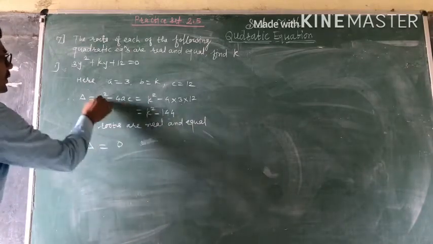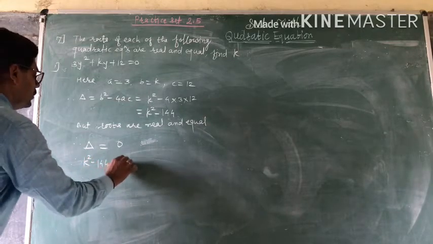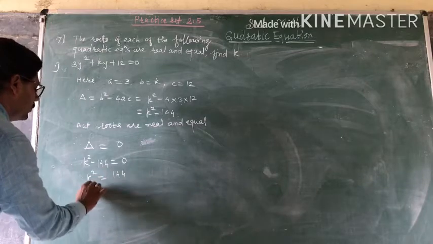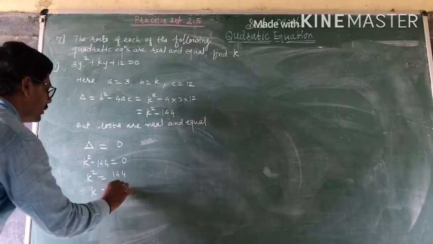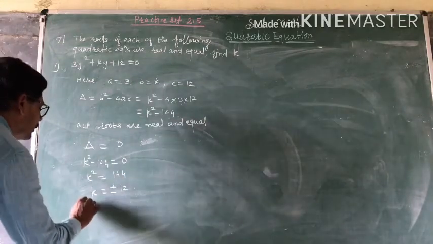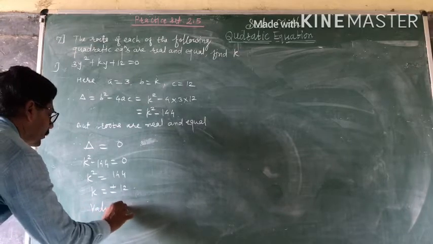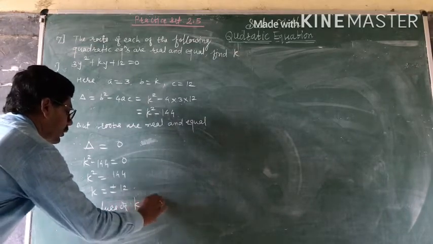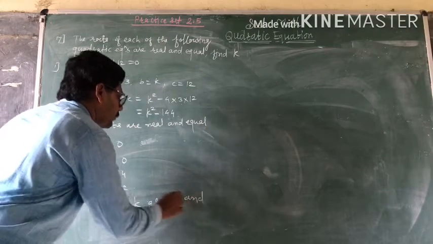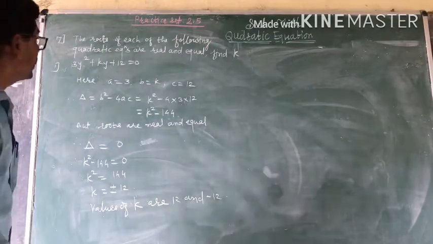And what is the delta value? K square minus 144 equal to 0. Therefore, k square is equal to 144. Therefore, k is equal to plus minus 12. Means two values of k are 12 or minus 12. Two values are there.